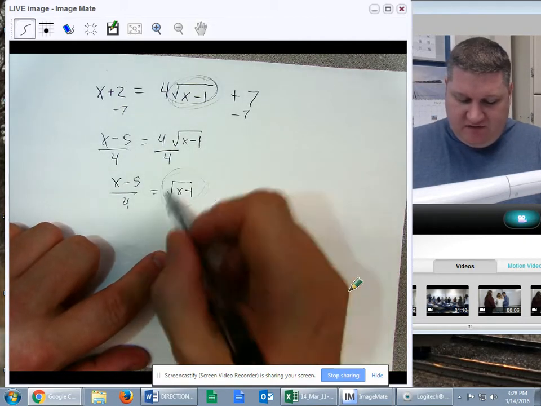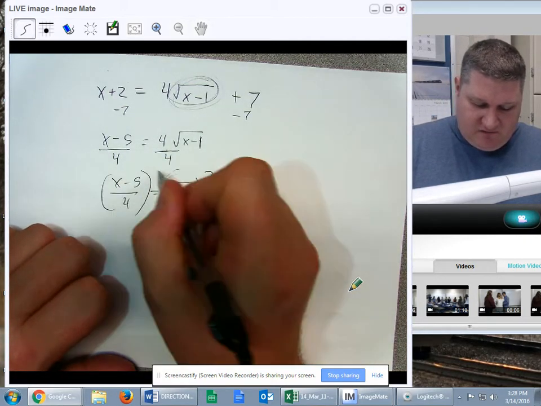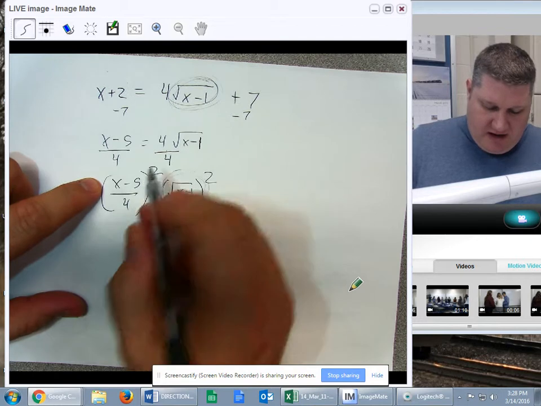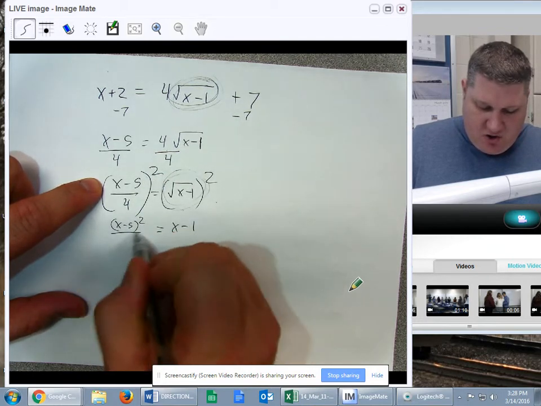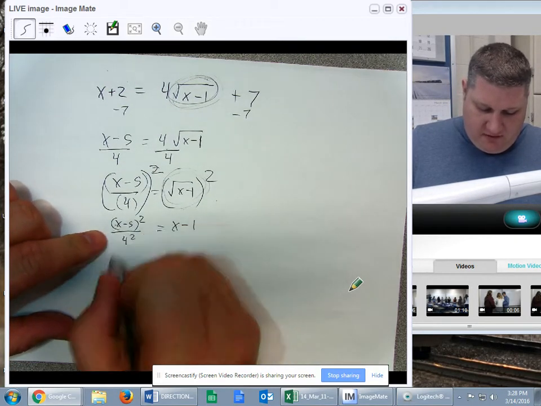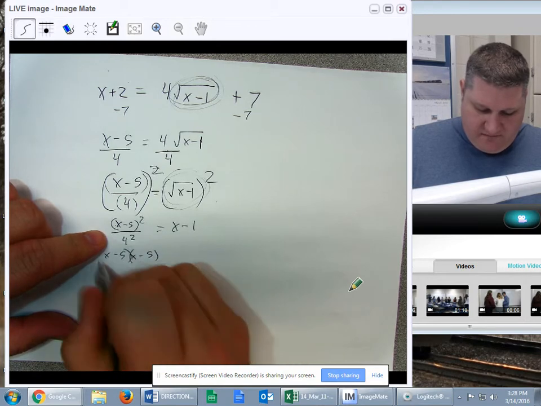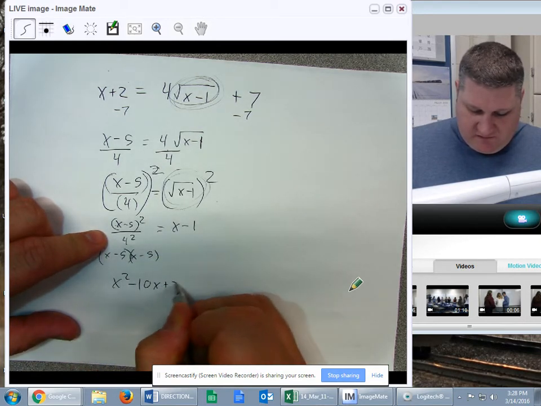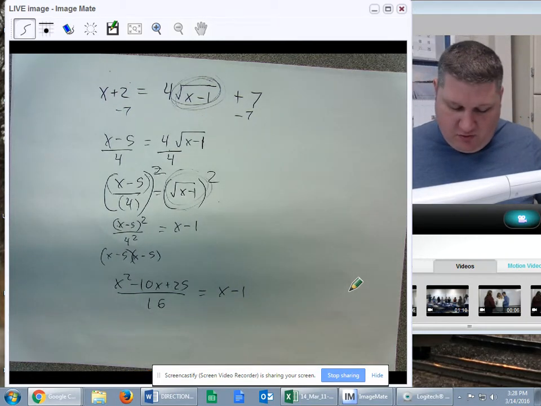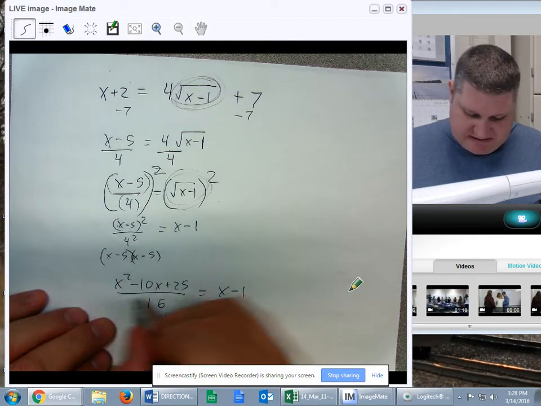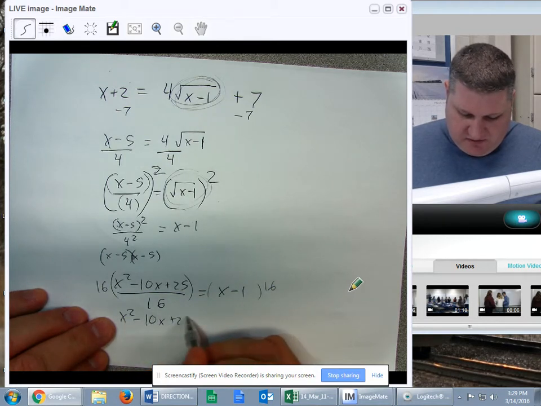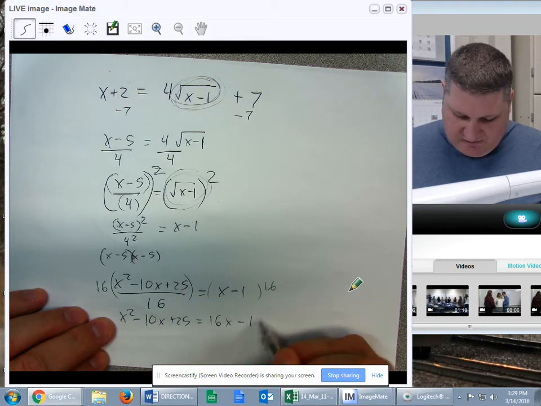Now the square root is by itself. I can square it, but if I do that, I have to square both sides. Here is easy: x minus 1. Here, I end up with x minus 5 squared over 4 squared, because it's squaring the top and squaring the bottom. So I FOIL it out: x minus 5 times x minus 5 gives x squared minus 10x plus 25, all over 16, equals x minus 1. At this point, multiply everything by 16. x squared minus 10x plus 25 equals 16x minus 16.